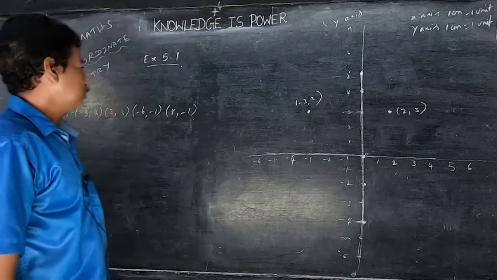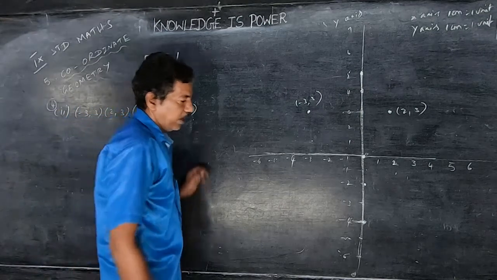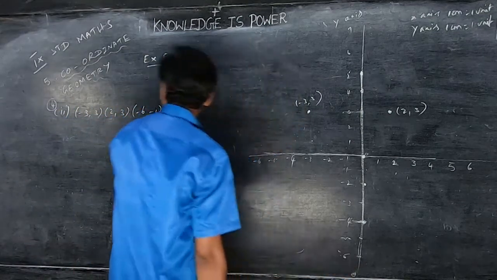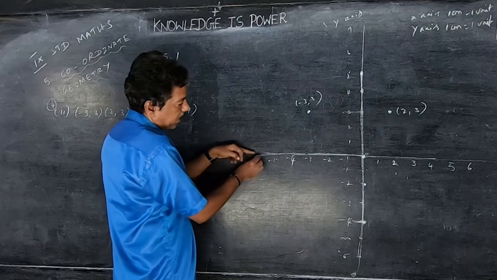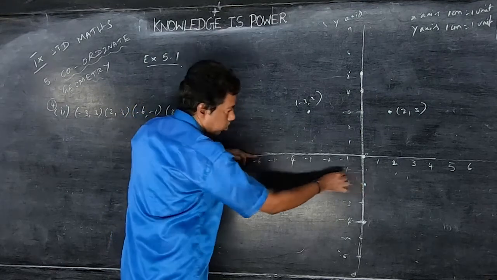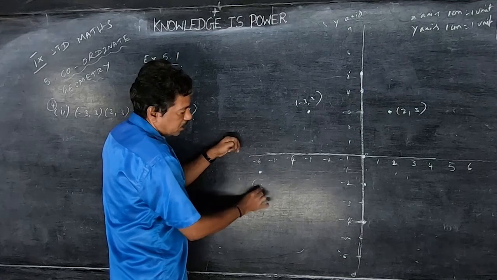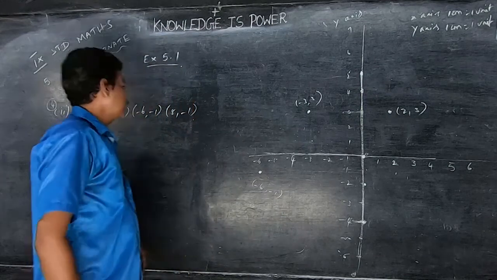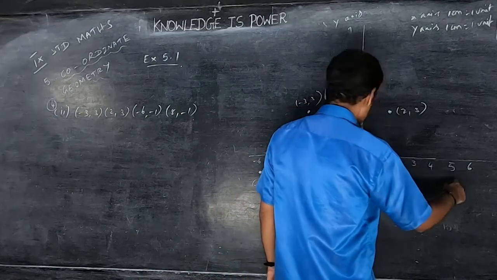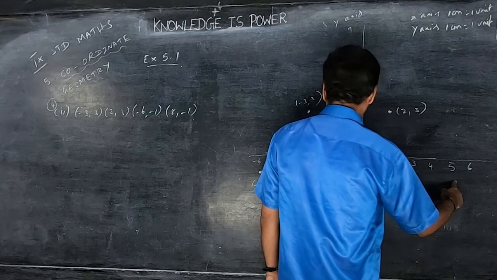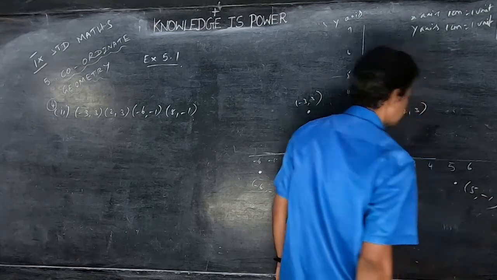Then the third one, minus 6, minus 1. X-axis will be minus 6, Y-axis will be minus 1. Here you have to mark a point. This is minus 6 comma minus 1. And the last one will be 5 comma minus 1. X-axis will be 5, Y-axis will be minus 1. Place a point here. So this will be 5 comma minus 1.